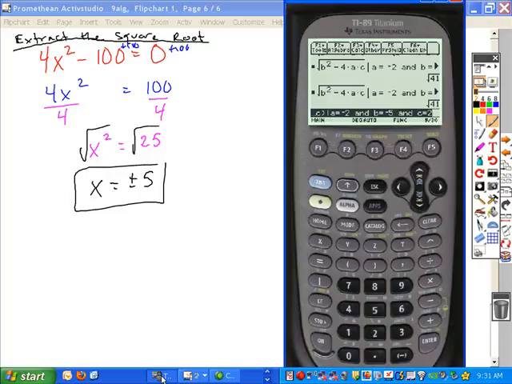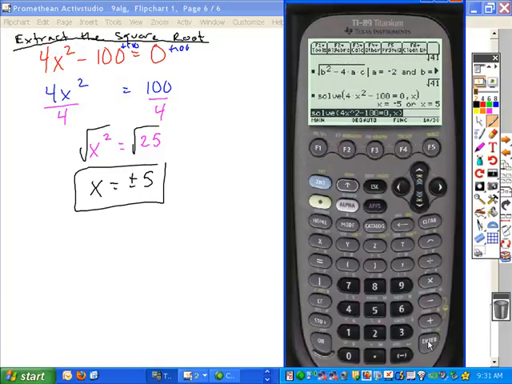Once again, you guys have the additional benefit of your calculators. We can use the solve capability, F2. Type in the equation exactly as it appears: 4x squared minus 100 is equal to 0. Solve for x. Hit enter, and you see that negative 5 and positive 5 are your solutions.